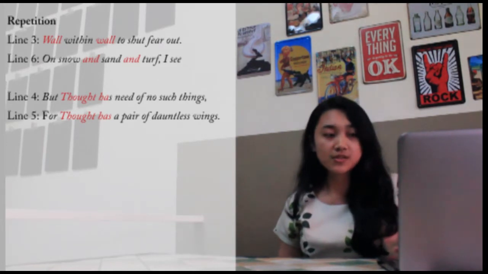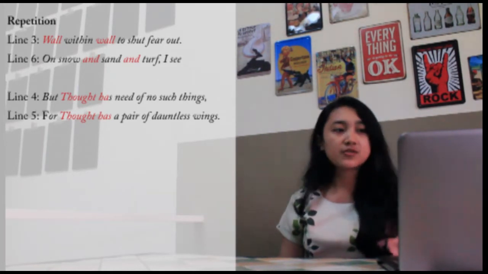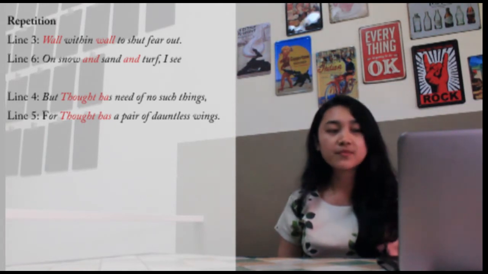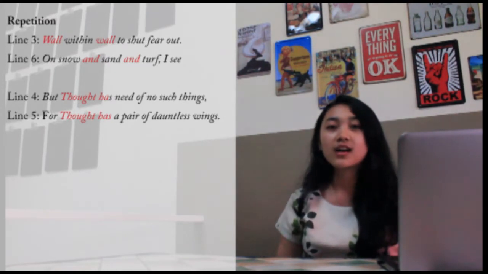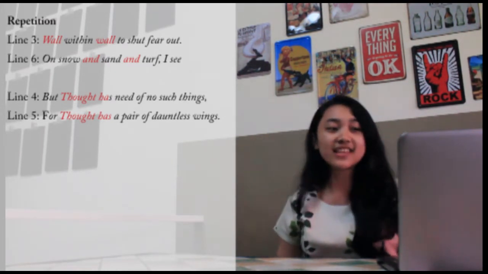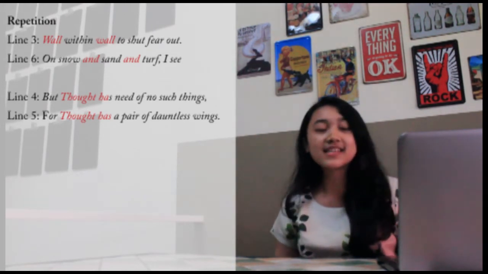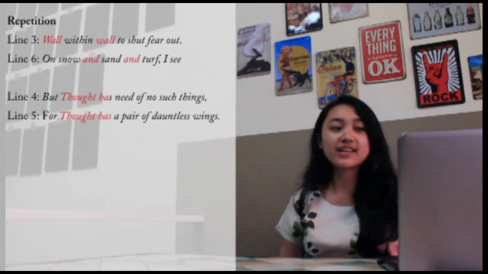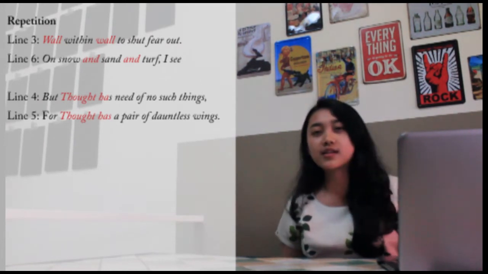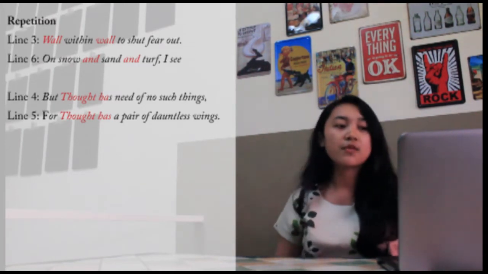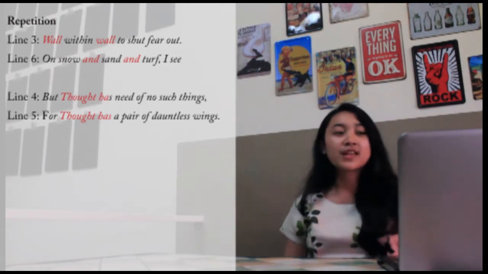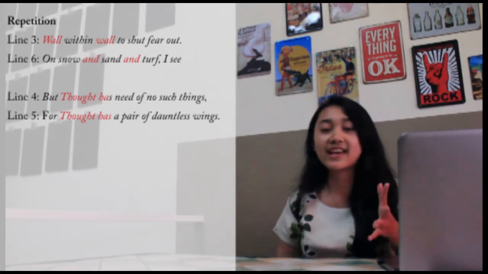And for the repetitions, one is found in line 3. It says, wall within wall to shut fair out. Wall within wall, the repetition of the word wall. And then in line 6, on snow and sand and turf I see. The repetition here is in the word and. There is also another repetition, where it says, but thought has made for no such thing, for thought has a pair of dauntless wings. So the repetition is in thought has. So I think that is what I can tell you about the diction of the poem. Thank you.